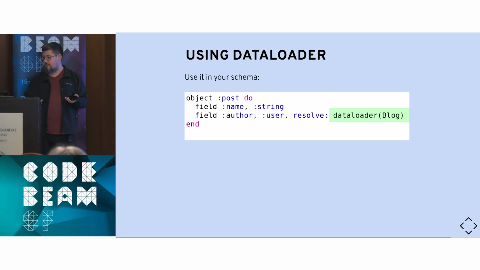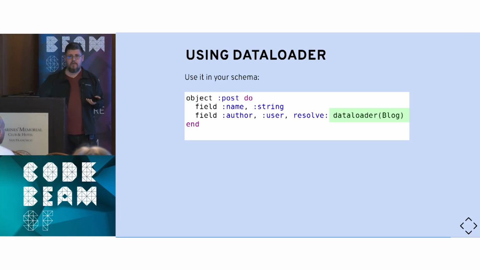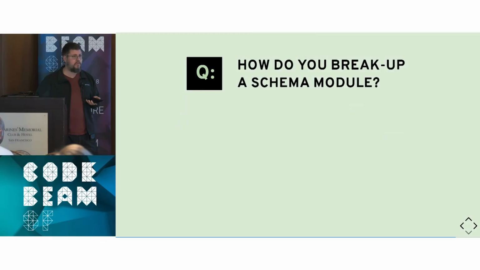Data loader, by the way, could be its own like 2-day course, so I'm not going to go any further into there. But it is completely separate. It has nothing to do with Absinthe. Technically, you could use it in other projects to do batching, which is nice.